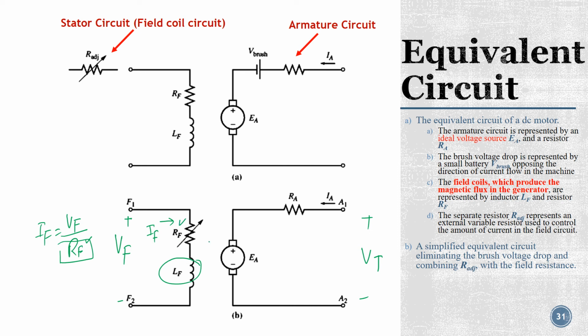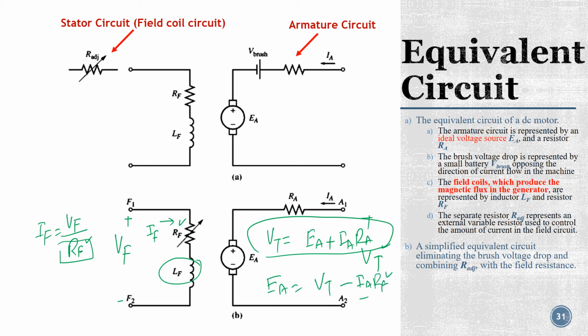Okay, so we will have only the RF. And if you want to write the expression for the terminal voltage here, the terminal voltage will be equal to what? EA plus IA into RF, right? That will be just the expression for the terminal voltage, or EA can be written as just VT minus IA into RA, just the simplified expressions.